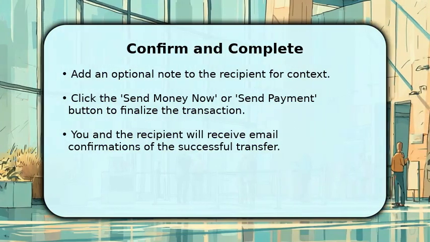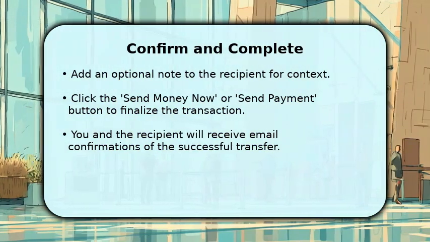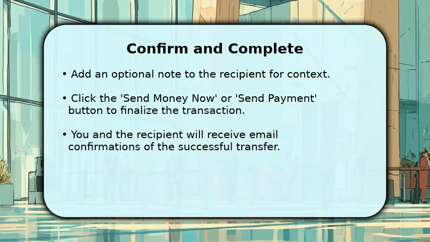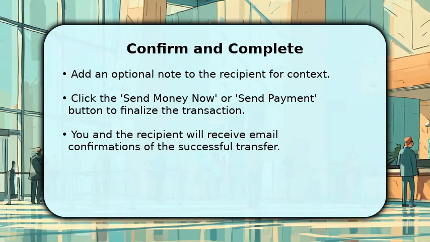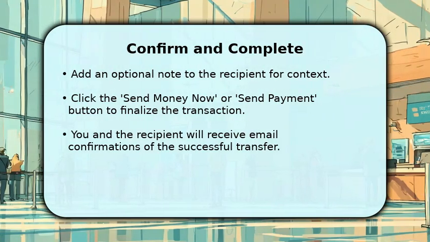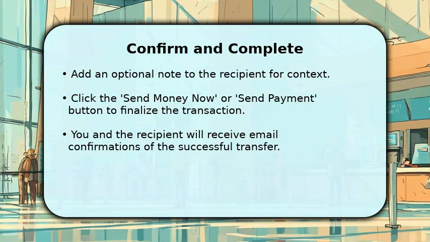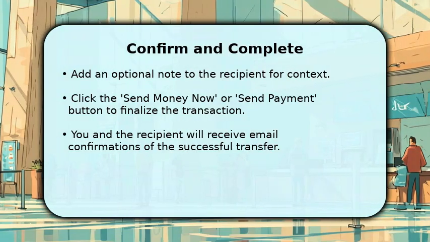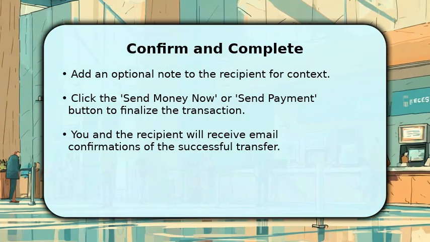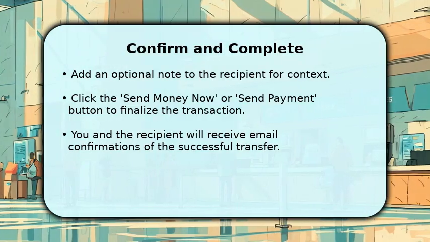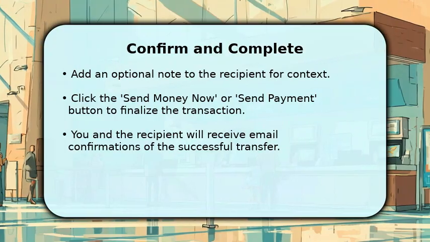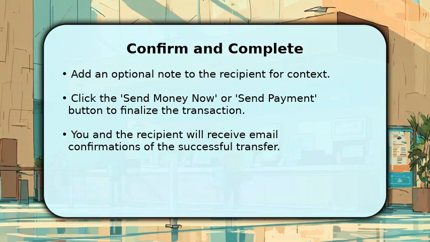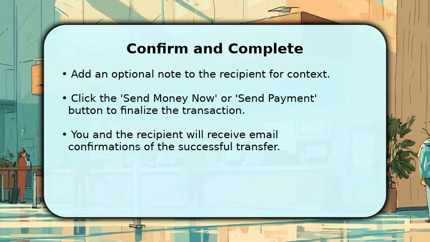Finally, you have the option to add a brief note to your recipient, providing context for the payment. Once you are satisfied with all the details, click the Send Money Now or Send Payment button to complete the transfer. Both you and the recipient will promptly receive email confirmations of the successful transaction. While funds are often available instantly, especially when using a PayPal balance, transfers from a bank account may take up to 3 to 5 business days to fully process.